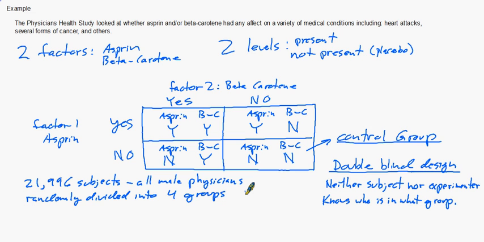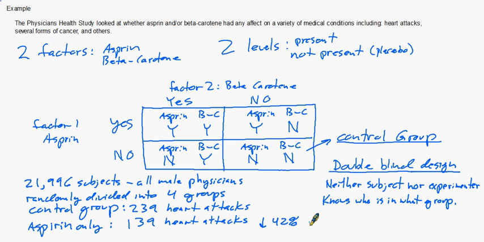Some of the results: they of course looked at a number and variety of medical conditions. Only one of them seemed to really come out as significant. The control group suffered 239 heart attacks. The aspirin-only group, 139 heart attacks, 100 less, which is 42% fewer heart attacks of the people taking only aspirin versus the control group. That seems fairly significant.